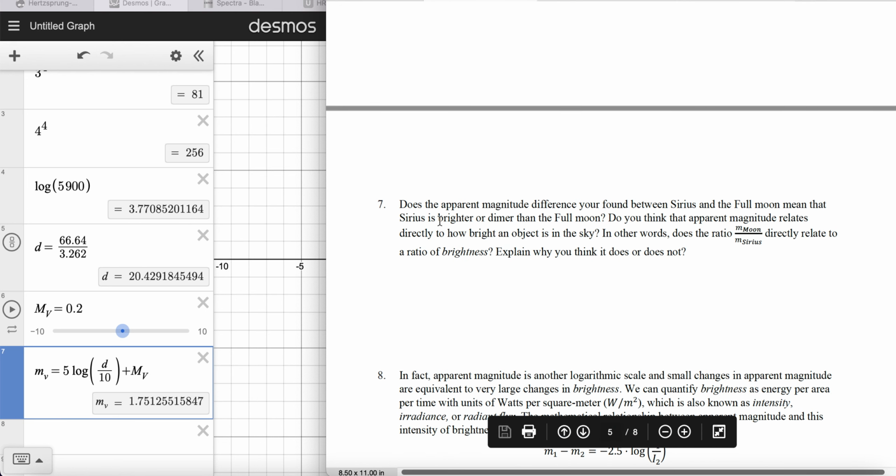Then you're actually going to take a ratio, because I asked here, does the apparent magnitude difference you found between Sirius and the full moon mean that Sirius is brighter or dimmer than the full moon, right? Well, reason that out, and make sure that you're okay with what the negative means with the apparent magnitude, because they're both negative values, right? Do you think that the apparent magnitude relates directly to how bright an object is in the sky? In other words, does the ratio m over moon over m over Sirius directly relate to the ratio of brightness?